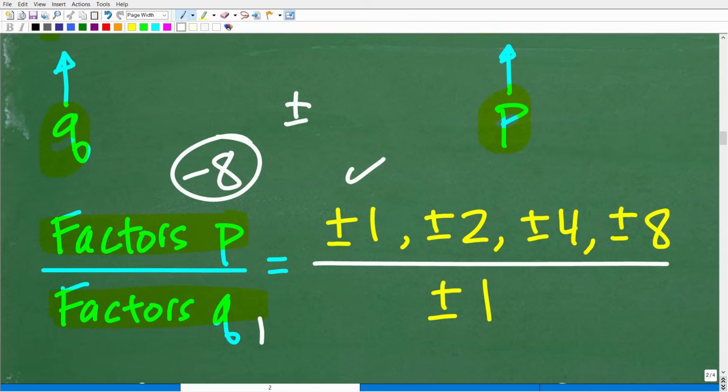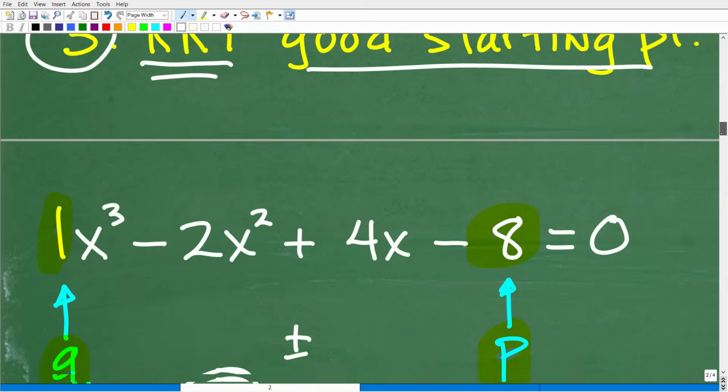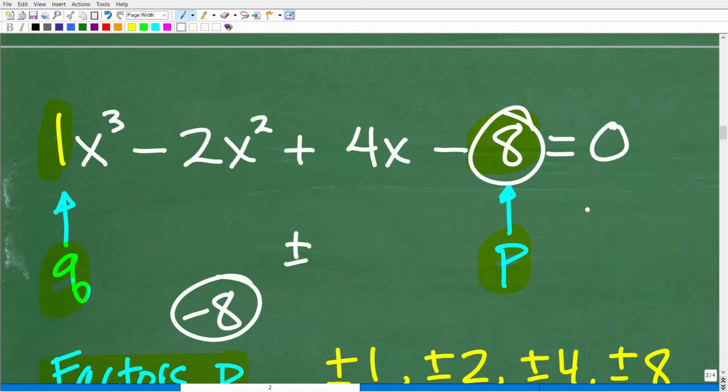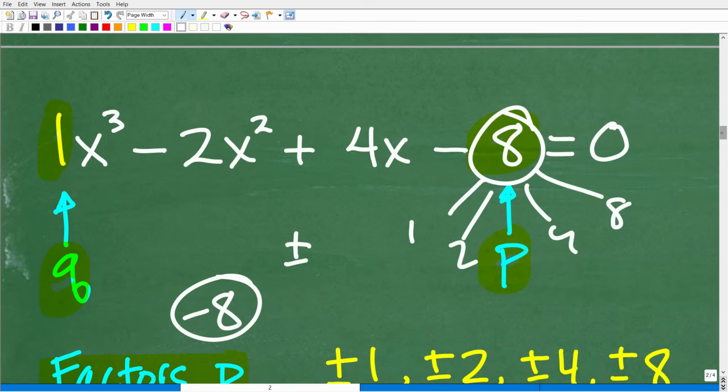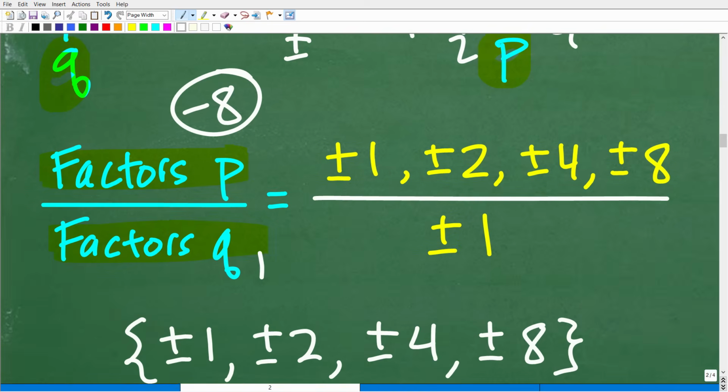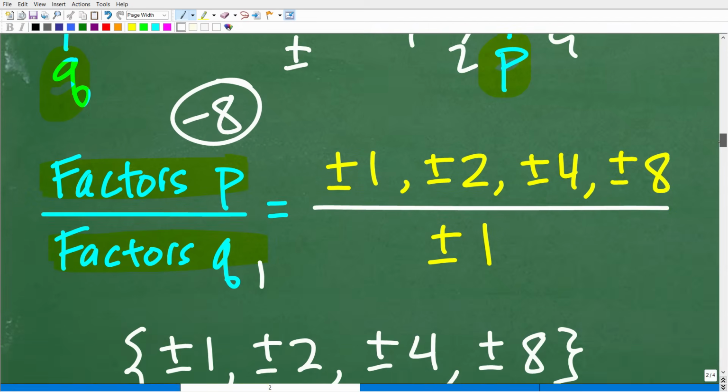Now, I'm kind of speeding up here because explaining the rational root theorem is like a full lesson in and of itself. So we're going to pick up the pace. Whatever this number is, you're going to just start listing out the factors of 8. 1 is a factor of 8, 2 is a factor of 8, 4 is a factor of 8, and 8 is a factor of 8. We list them with positives and negatives, just like this. Now, factors of 1, pretty easy. That is just positive and negative 1.